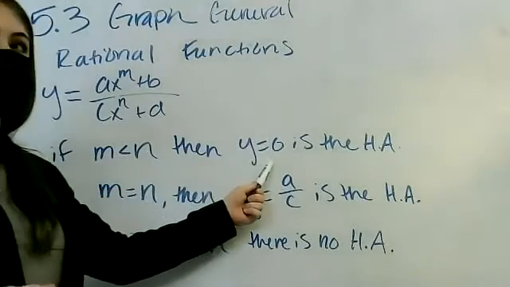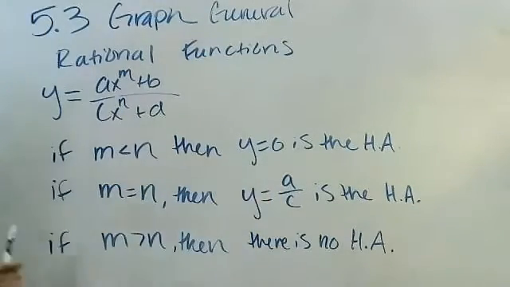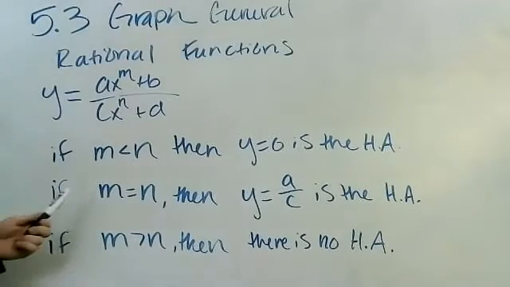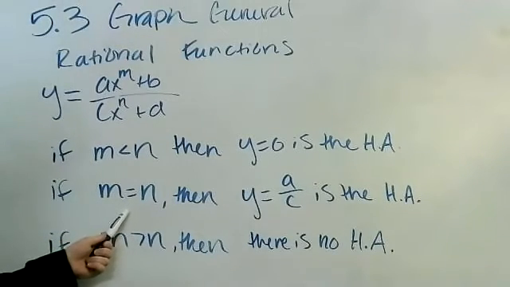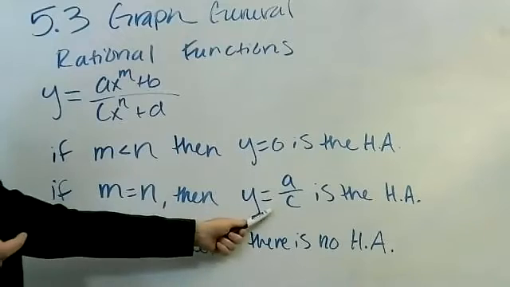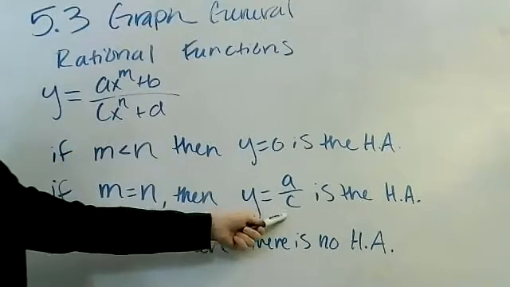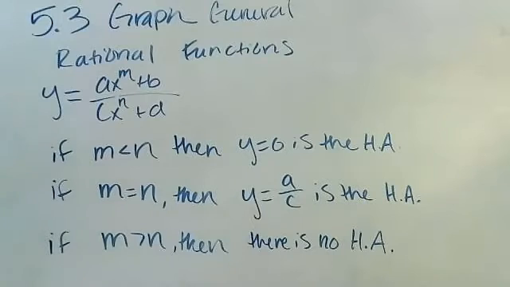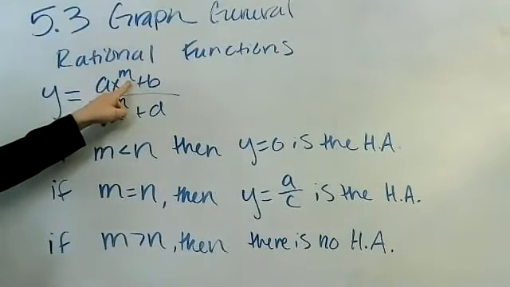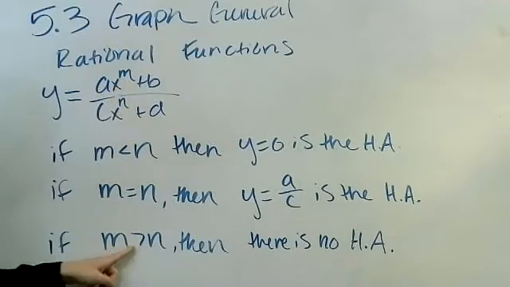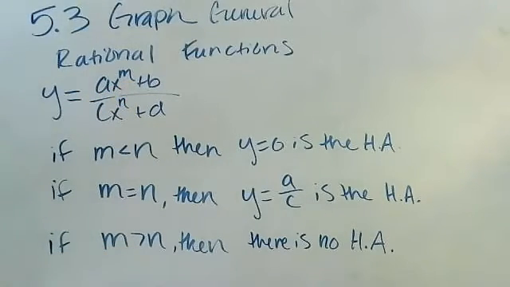Okay, so the way that you would read these is, if m is less than n, then you can automatically say, okay, y equals 0, that's my horizontal asymptote. If these two exponents are equal, then you have to go through the process of taking the coefficients and setting them over top one another to find your horizontal asymptote. And lastly, what if the exponent in your numerator is bigger than the exponent in your denominator? There's not a horizontal asymptote at all.